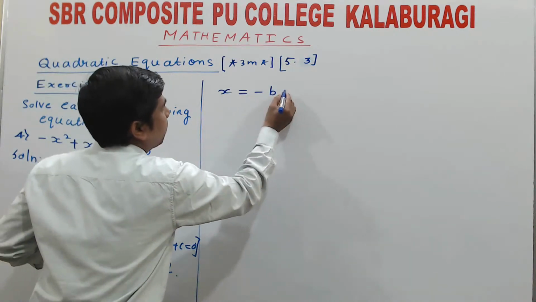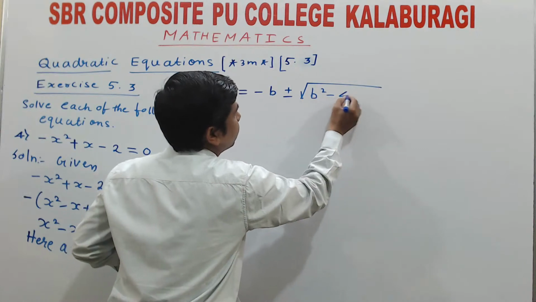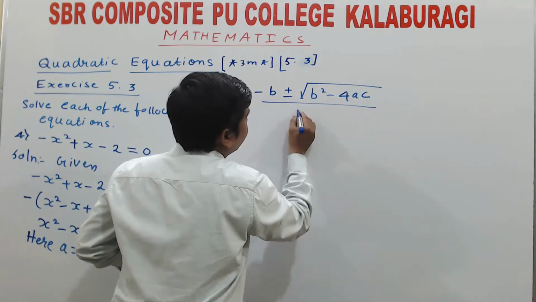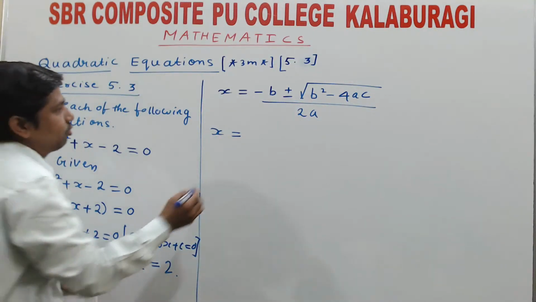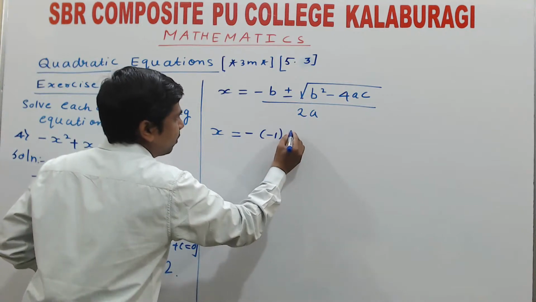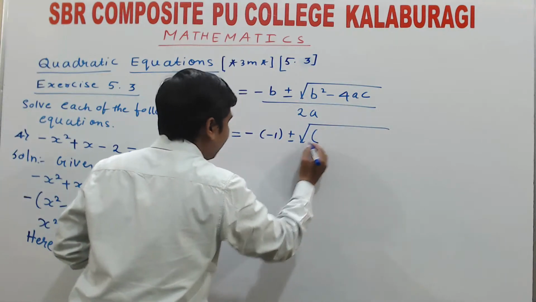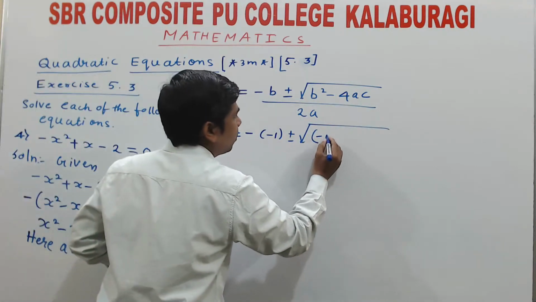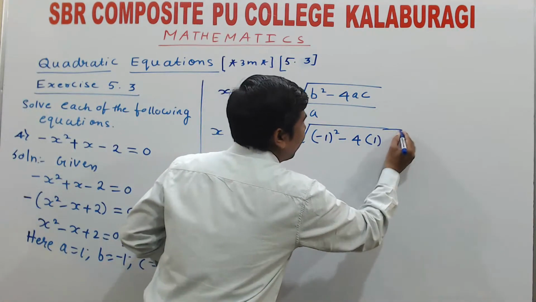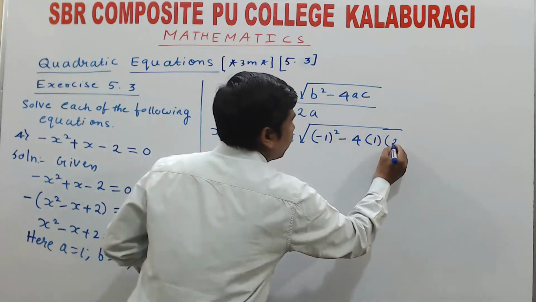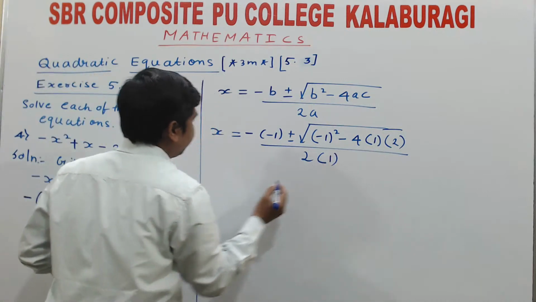X equal to minus b plus or minus square root of b square minus 4ac divided by 2a. What is b? B is minus 1. So x equals minus 1 plus or minus square root of b square, that is minus 1 square, minus 4 into a, which is 1, and c, what is c? 2. Divided by 2 into a, which is 1.